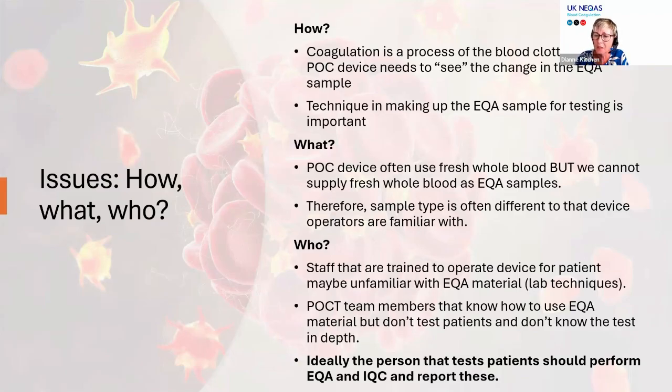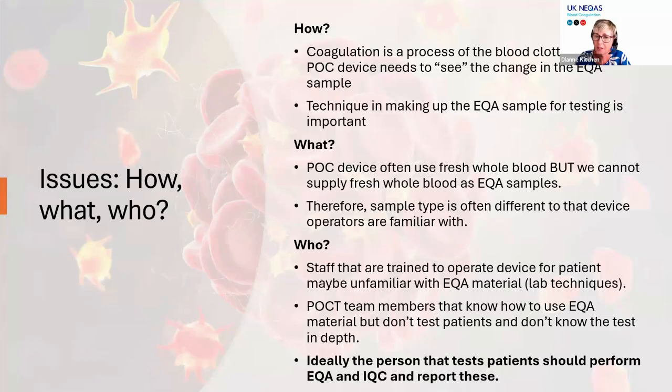So how, when we're doing coagulation, most of the point of care testing devices actually need to see the clot forming, and then they decide on an endpoint, and then they give us the result. So it's really important that we manipulate the EQA samples in a way that gives you a good result. And so technique is important when you're testing our samples, and I'll come back to that in later slides.